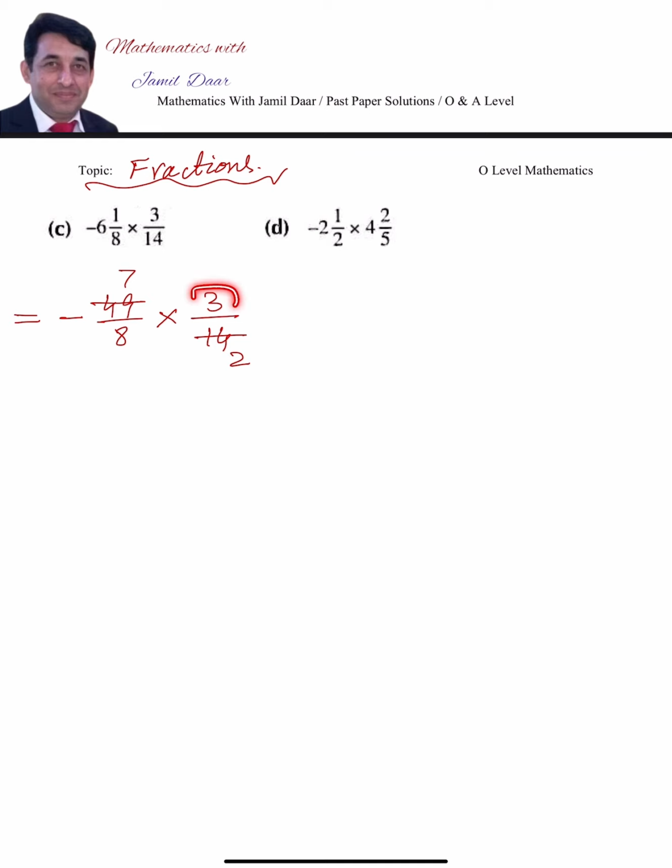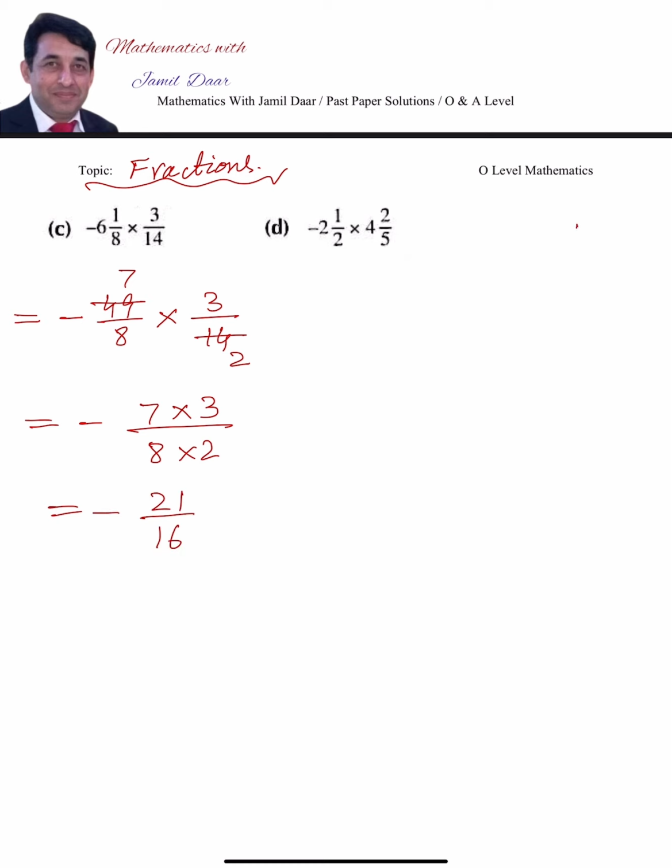Now 3 and 8 are not cancelable, neither are 3 and 2 cancelable, and neither are 7 and 2. So we'll multiply minus into plus. This fraction is negative and this is positive. Minus into plus is minus, and numerators will multiply by each other: 7 times 3 over 8 times 2. So this will become minus 21 over 16.